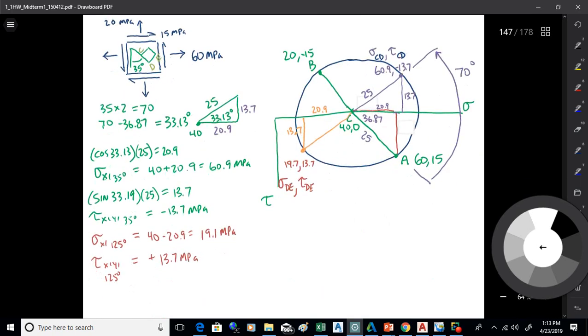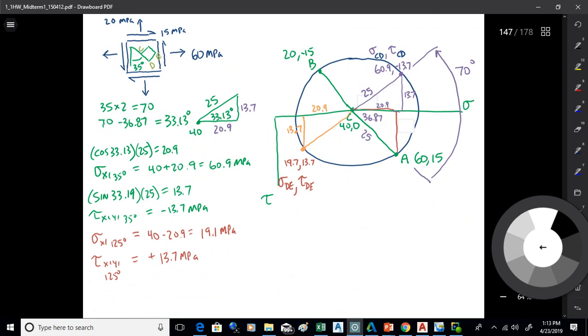The first thing you do is rotate an angle equal to twice that 35-degree angle. Twice 35 is 70. You start at the point on the circle that represents the vertical reference plane that I showed there, and rotate counterclockwise twice 35, so 70 degrees. Then draw a line and see where it intersects your circle. The coordinate of that point will get you the stress on plane CD.